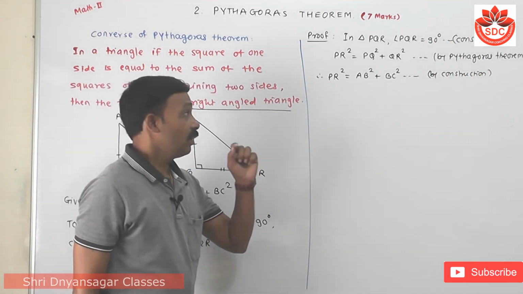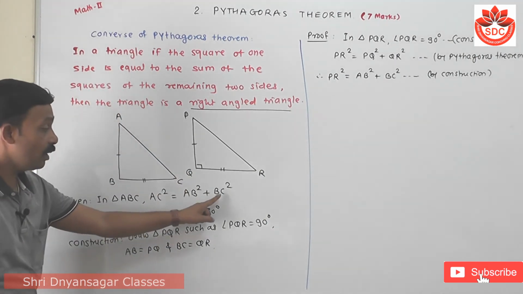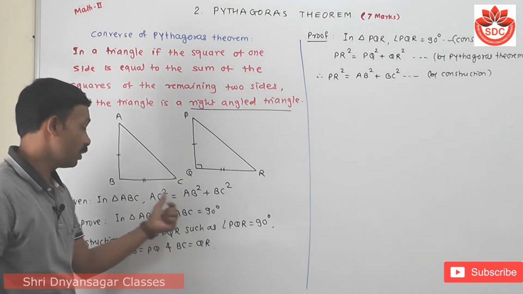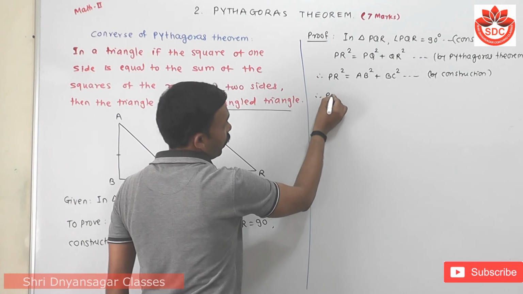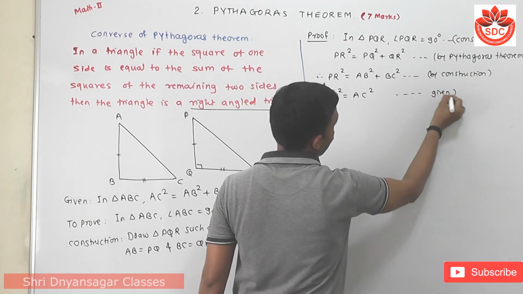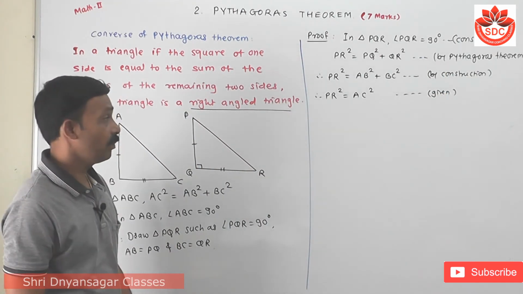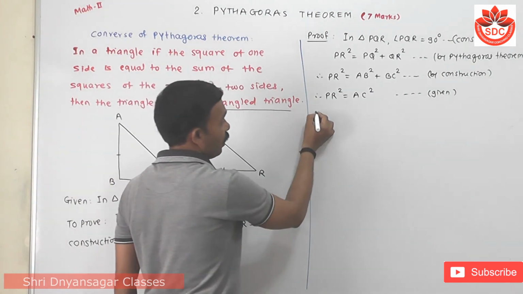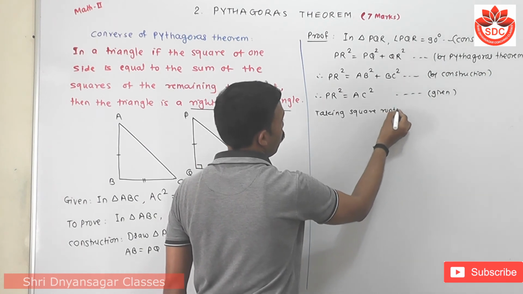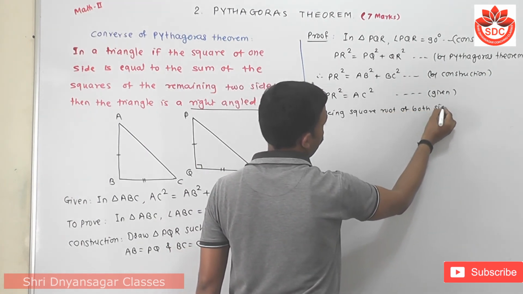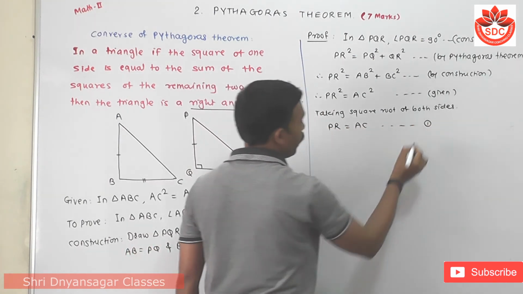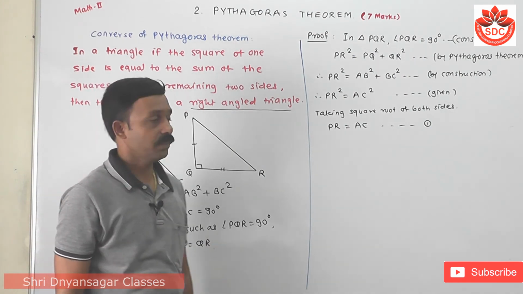Okay, now look at your given: AB square plus BC square is equal to AC square. Then I substitute the value, AC square, here. So write PR square is equal to AC square. The reason is that it is given. Then taking the square root of both sides, we get PR is equal to AC. Suppose this is our equation number one.